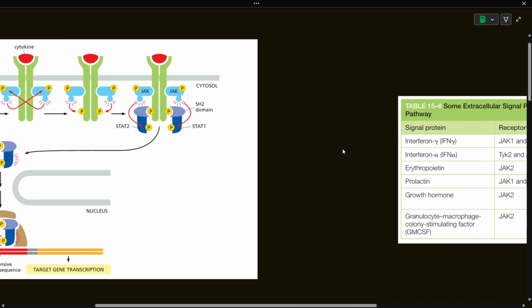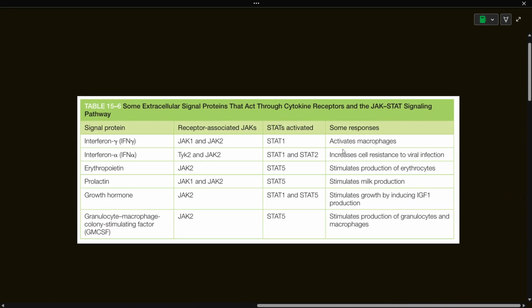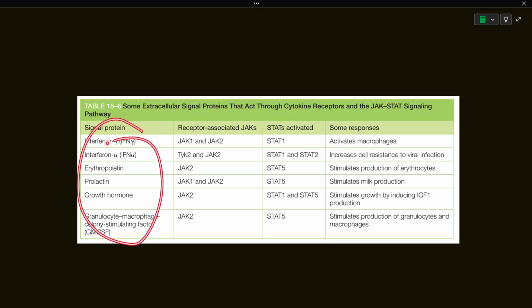But before that, let's have a look at a table, again given in Bruce Alberts, where you can see how different extracellular signal proteins act through JAK-STAT signaling. All of those signal proteins are going to work through JAK-STAT signaling. Means the receptor proteins for those signals, such as interferon gamma, interferon alpha, or prolactin, as I told you, and some growth hormones, are associated with Janus kinases, and they are going to take help of the JAK-STAT pathway to give some cellular response.